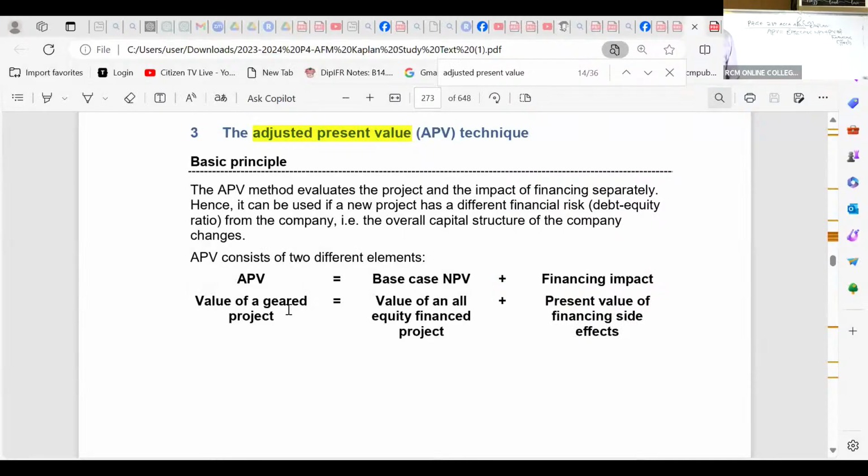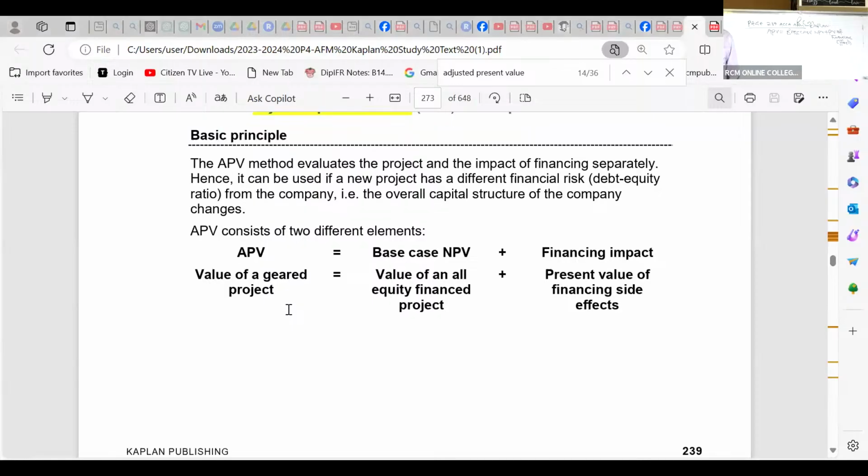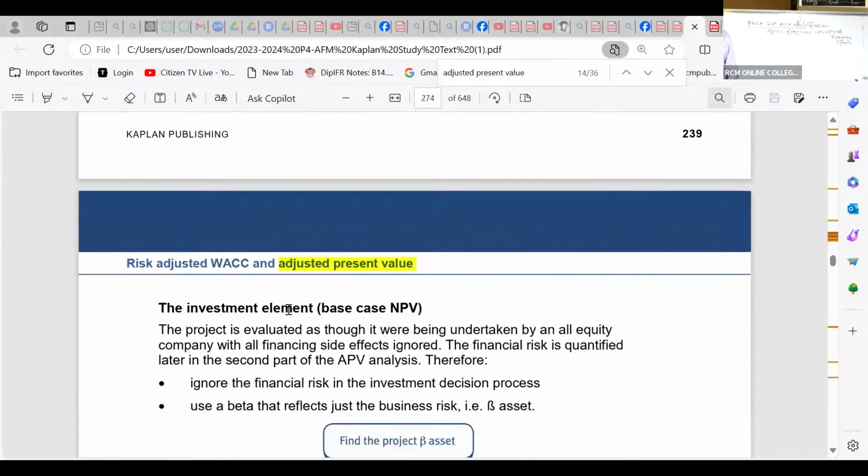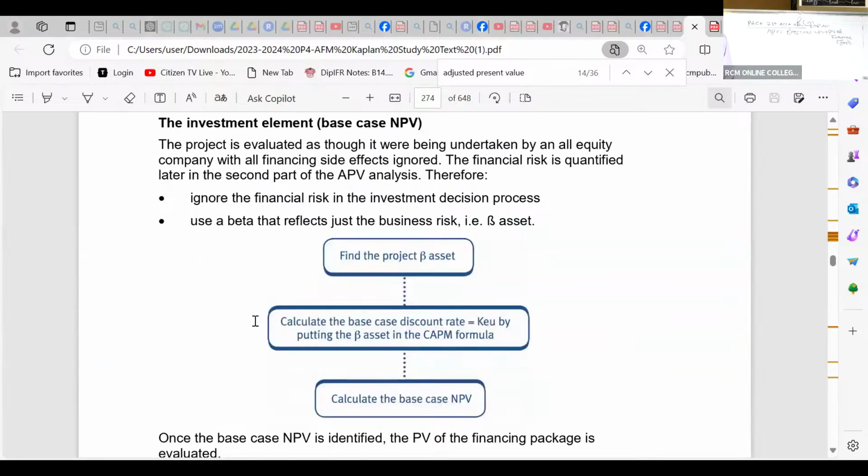Now, ladies and gentlemen, for us to be able to understand and really benefit most out of this, please check this. How do we get this base case NPV? The project is evaluated as though it were being undertaken by an all-equity company, with all financing side effects ignored. The financial risk is quantified later in the second part of the APV analysis. So dot number 1 here, ignore the financing risk in the investment decision process. And then number 2, use a beta that reflects just the business risk, what we call the beta asset.